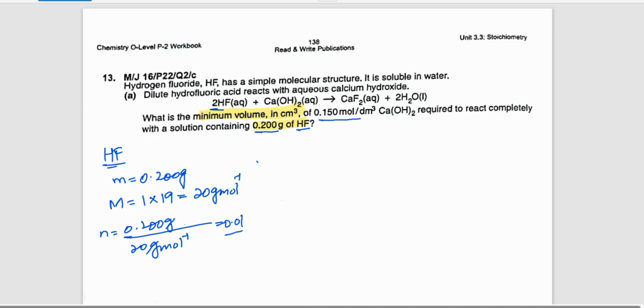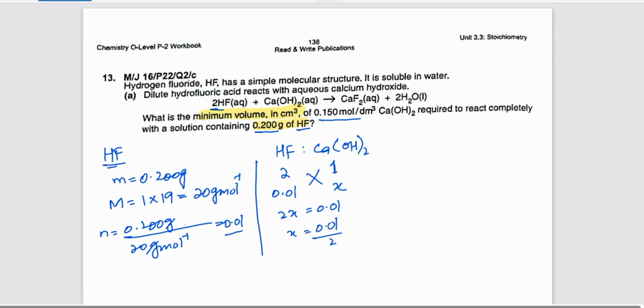So we can compare HF with the calcium hydroxide. 2 moles of HF react with 1 mole of calcium hydroxide. Okay, so if we have 0.01 mole of HF, what will be the amount of calcium hydroxide required to react with it? So 2x is equal to 0.01, and x will be equal to 0.01 divided by 2. So it becomes 0.005 mole.